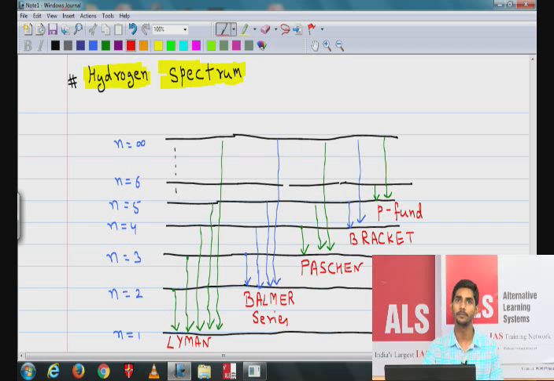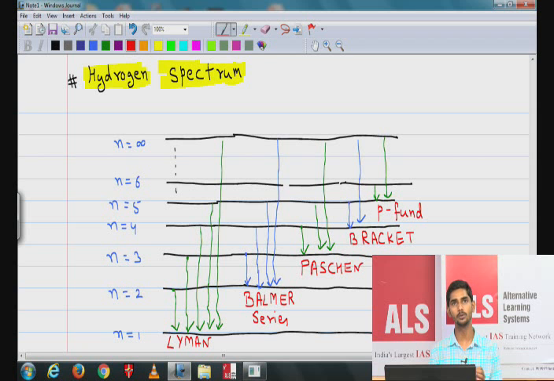Okay? So there are 5 series that you have to learn, and that depends on where the electron finally ends its transition. So it will depend on n1. The value of n1 will decide the type of series. If n1 is 1, it will be the Lyman series. If n1 is 2, it will be the Balmer series. If n1 is 3, it will be the Paschen series. If n1 is 4, it will be the Brackett series. If n1 is 5, it will be your Pfund series. Okay? So this is the hydrogen spectrum, dear.